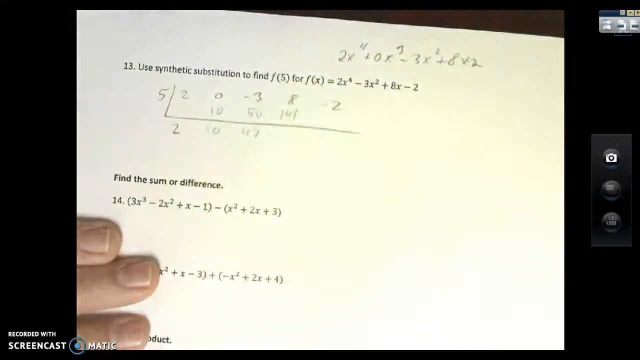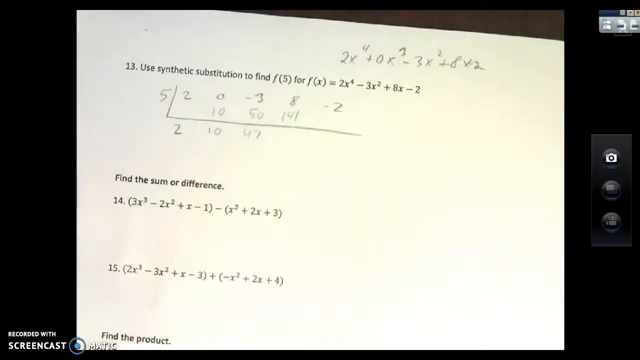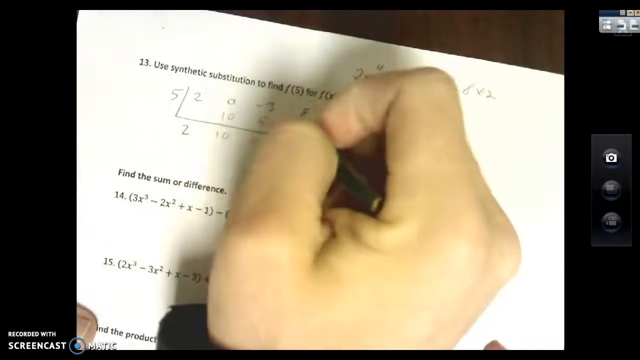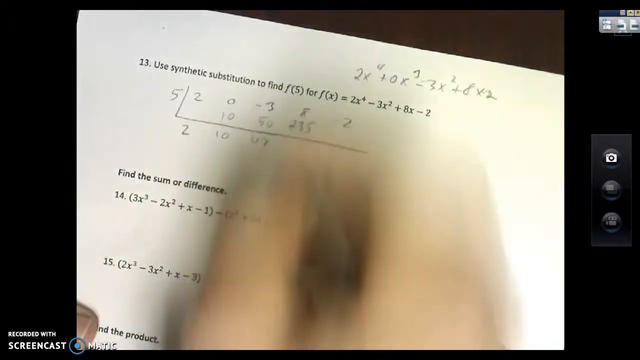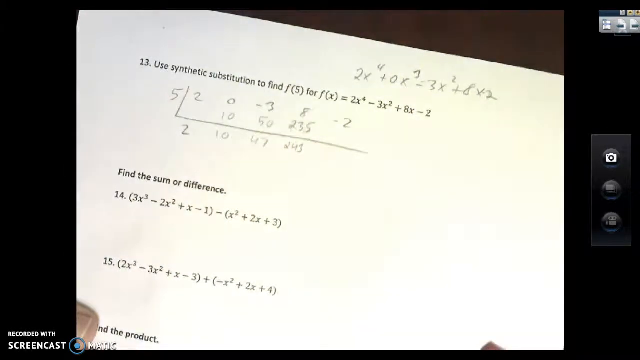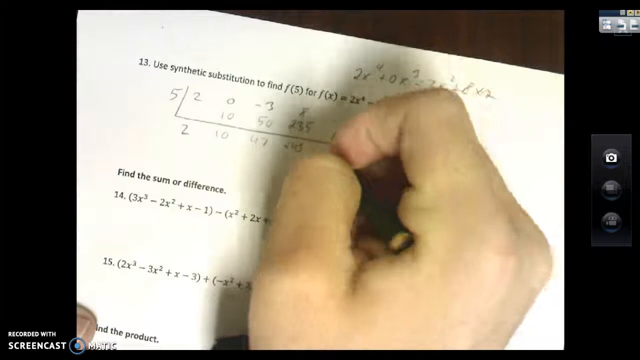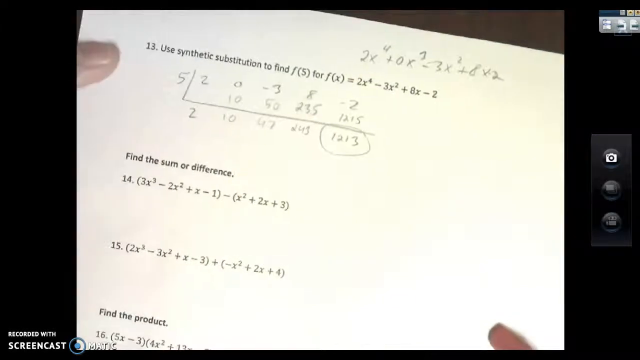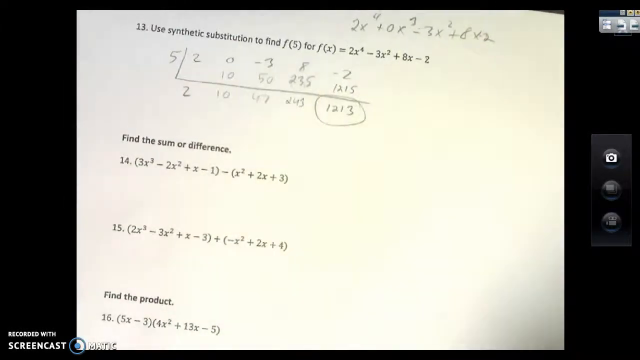141. Let me just double check that. Oh, I was way off. I'll tell you where I had that. Hang on a second, guys. Don't go anywhere. Yeah, I was way off. 235. And then that plus 8 gives me 243. Times 5. 1215. 1213. Okay. Yes, I want to see you guys do this process. Okay, I just want to make sure you guys can do that.